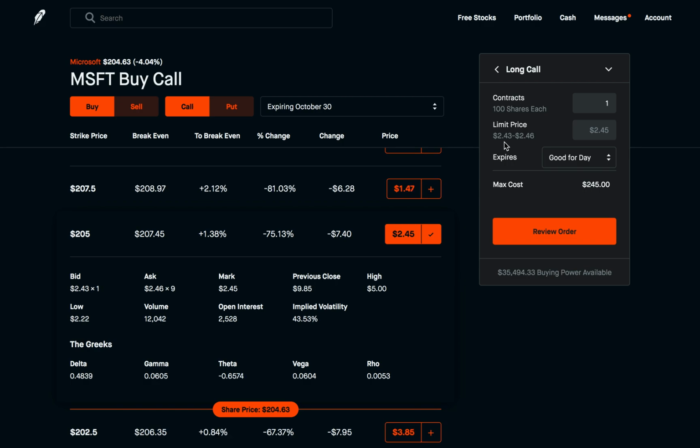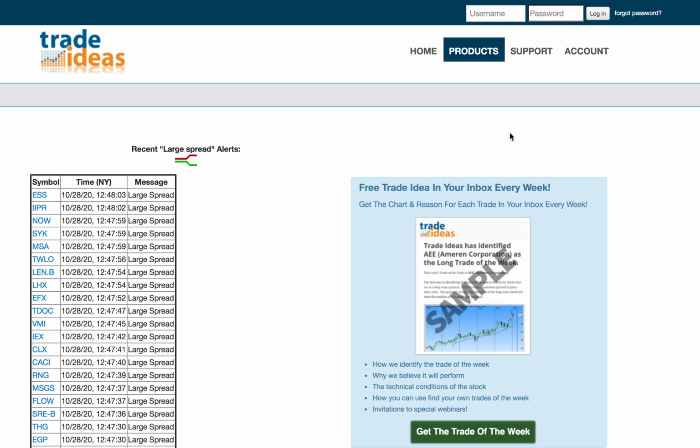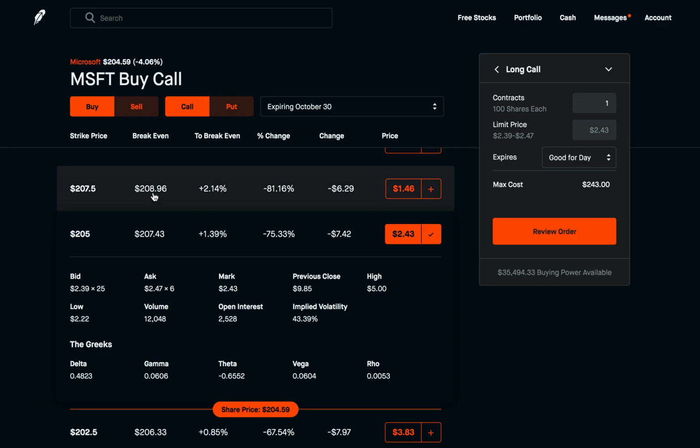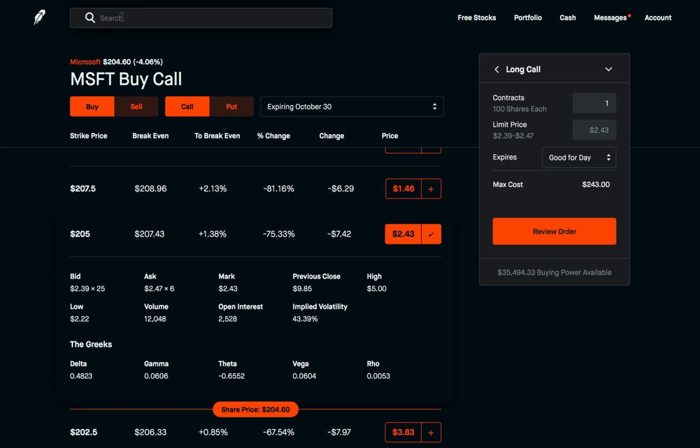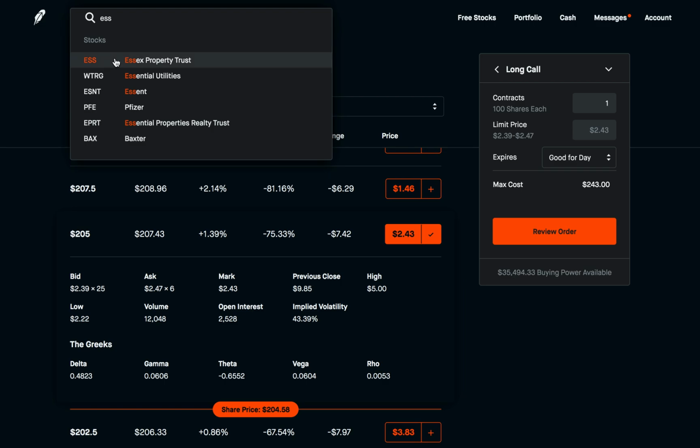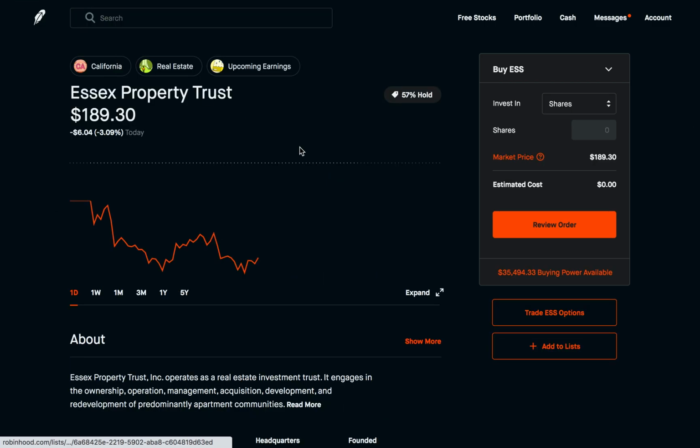So let's take a look here now at where people get in trouble. People are going to get in trouble when the bid ask spread is very, very wide. And I actually found this website which alerts you to some of these stocks that have very, very large spreads. And so here's one of them, ESS. So let's go take a look at that stock and let's take a look at how you could potentially get in a lot of trouble if you were buying or selling options with the stock.